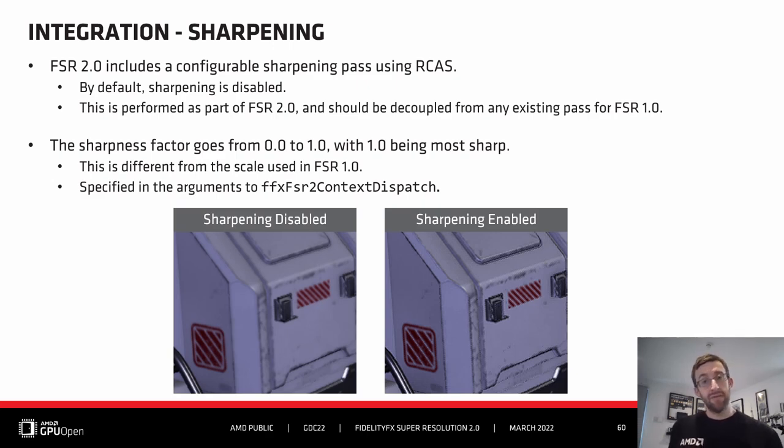FSR 2.0 includes an optional sharpening step with RCAS. It's performed as part of the FSR 2.0 library, so any existing RCAS pass in the graphics pipeline should be disabled when FSR 2.0 is active. The sharpness factor, unlike in FSR 1, goes from 0 to 1, with 1 being the most sharp.